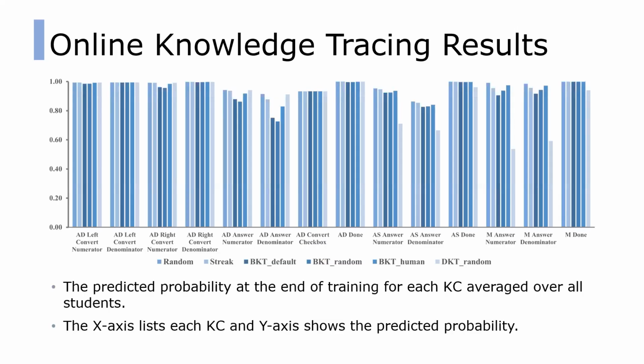Then we want to look at the probability that students will get each skill correct at the point where the model assumes they have reached mastery. This figure shows the average predicted correctness after the final practice opportunity for each skill. For most cases, the prediction is higher than 95%, which in turn suggests that the students have obtained mastery in these cases. Unfortunately, the KC AD answer denominator, which refers to computing the answer denominator in different problems, has the lowest overall next step practice prediction in all 6 conditions.